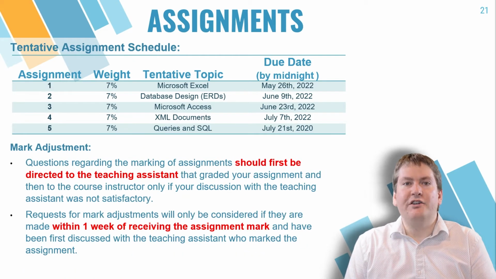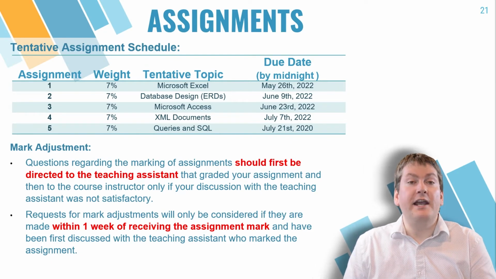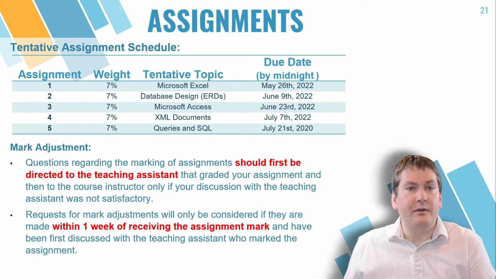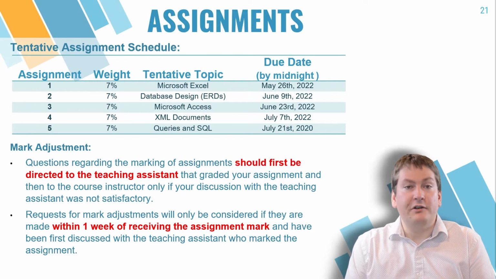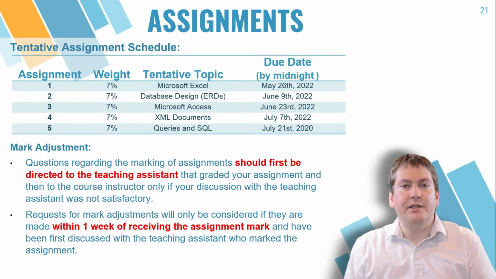So in terms of mark adjustments, if you get the assignment back, they are marked by the TAs, not myself. If there's something you don't agree with in the marking, you should first contact the TA who marked your assignment. It should say it on the mark sheet who marked it. And if your discussion with them isn't satisfactory, then you can bring your concerns to me. But make sure that you do bring up your concerns within 1 week of receiving the assignment mark back, because after that date, the marks will be final.